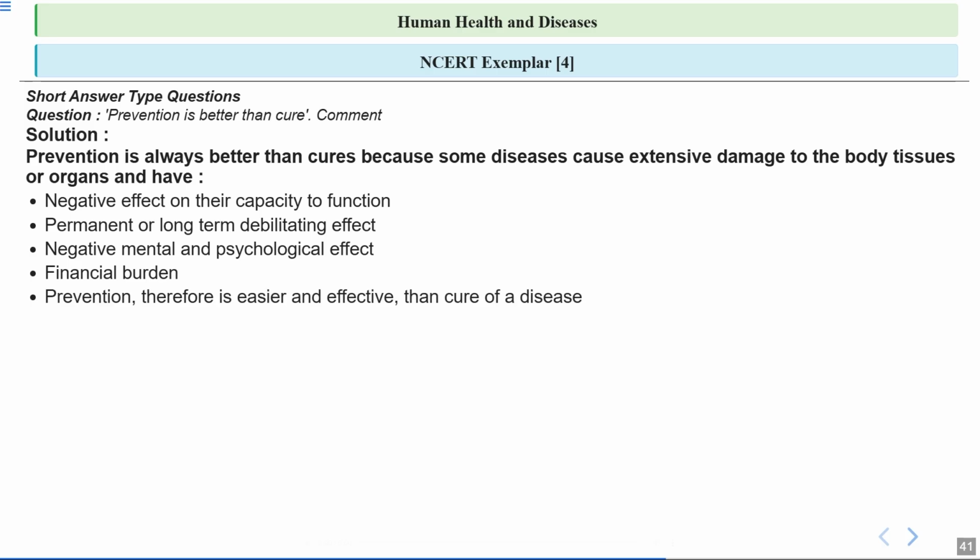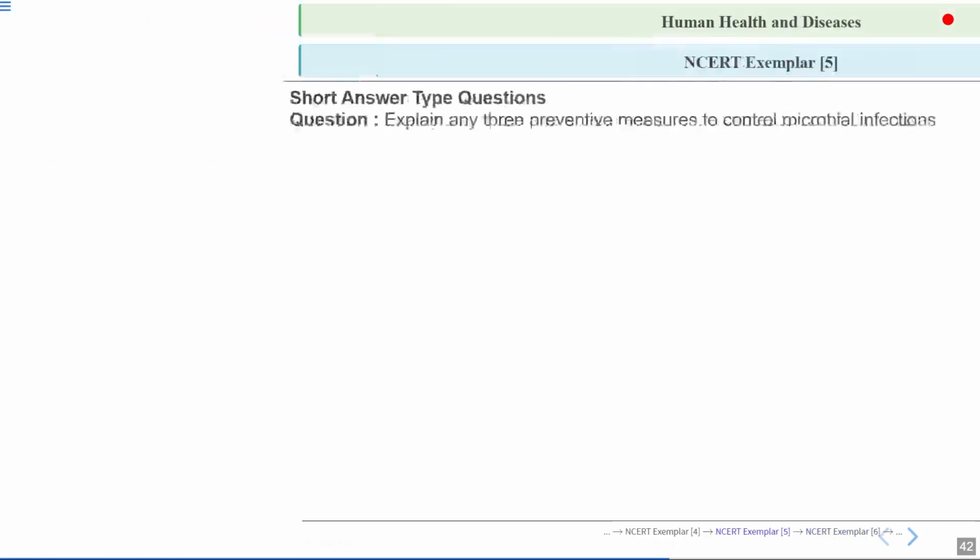Now, so prevention is easier and more effective than curing a disease. By taking steps to avoid getting sick in the first place, we protect our bodies and minds and our wallets. Okay, clear? So this was the answer for this question.